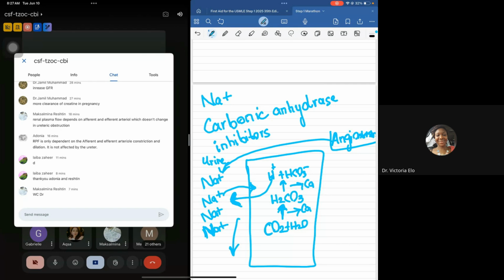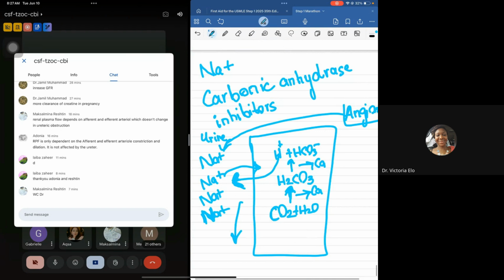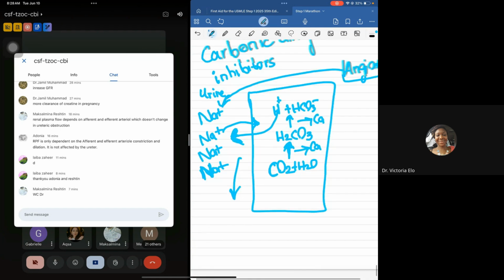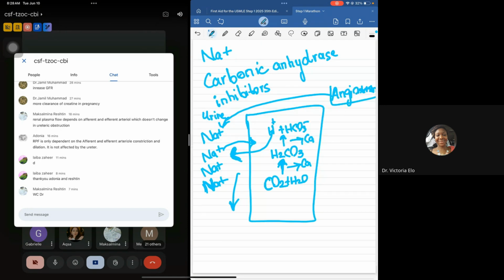Now we have an enzyme known as carbonic anhydrase, and carbonic anhydrase makes all of these things possible. Now we can give an inhibitor known as acetazolamide. So what is acetazolamide going to do? It's going to block these things. It's going to block the formation of H positive and HCO3, right? Now the formation of H positive and HCO3 is not going to occur.